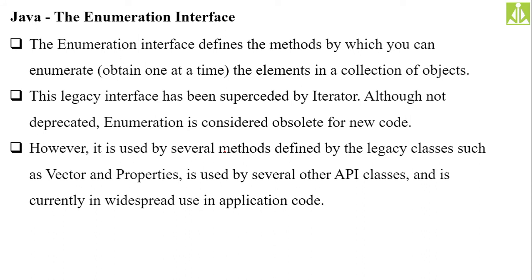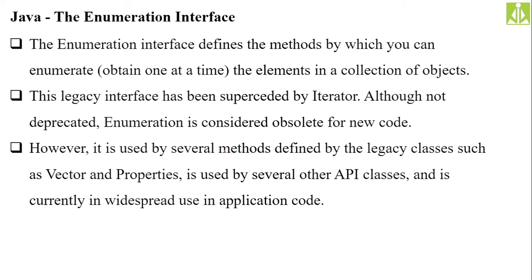Okay, the enumeration interface defines methods by which you can enumerate. So just check the meaning of this enumeration. Enumeration means having the collection or maintaining the collection. The enumeration interface defines the methods by which you can enumerate, obtain one at a time, the elements in a collection of objects. So having the collection and taking one at any instance is nothing but enumeration.